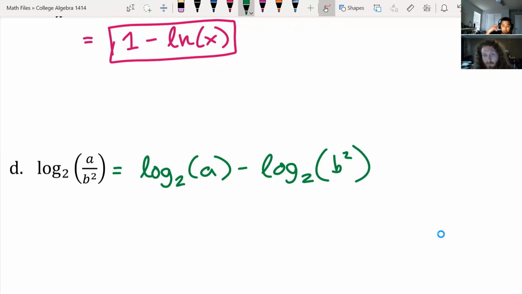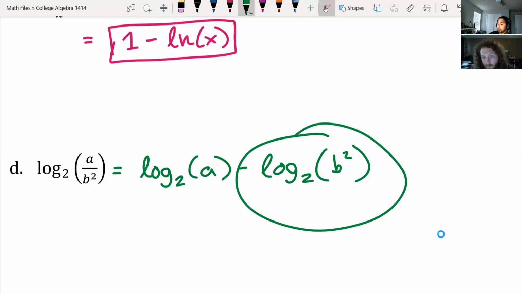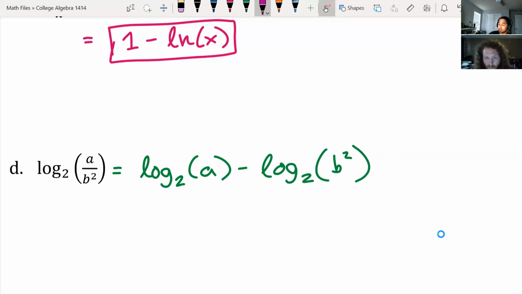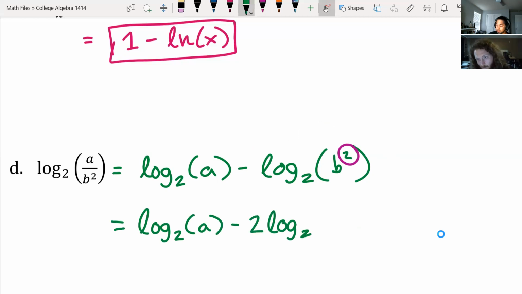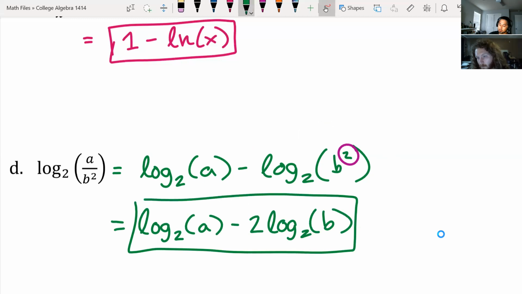Okay. And now we're almost done, but we can clean this log up one more time. We can get this power down by using the power rule. So you'll get log base 2 of a minus 2 log base 2 of b. Done and done.